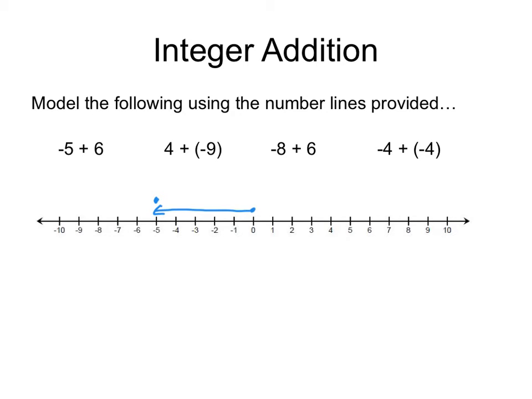And then starting at negative 5, I'm going to add a positive 6. So I'm going to go 6 places to the right. So I'm going to count 1, 2, 3, 4, 5, 6. And negative 5 plus 6 will land me at a positive 1.